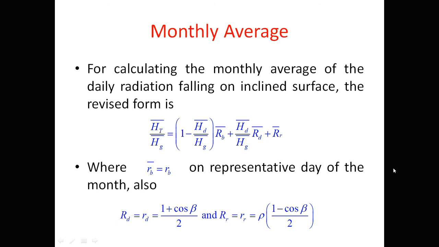So in this video, we have seen the solar radiation on the inclined surface, and we have also identified what is the total solar energy radiated on the inclined surface, and also monthly average of daily radiation and monthly average of daily solar energy, and all these things have been discussed.